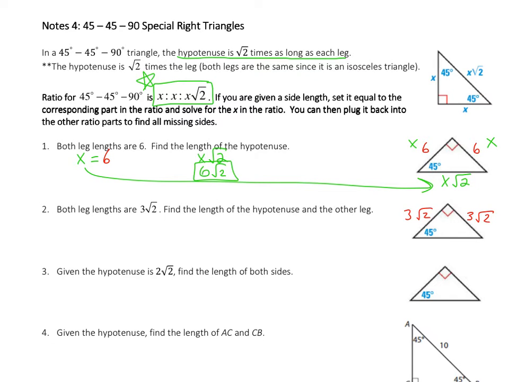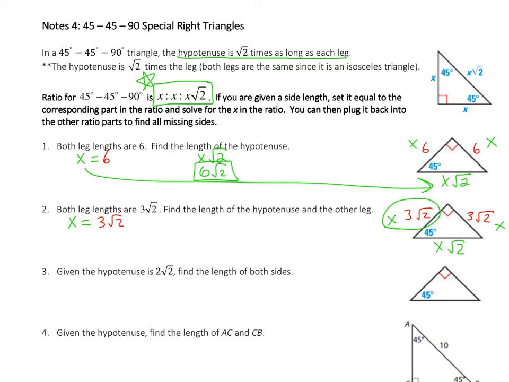We're going to do the same thing now for number 2. It tells us that both legs are 3 square root 2, so I put those in my picture. Next, we need to label our sides with the ratio. So I know my two legs are x, and I know my hypotenuse is x square root 2. Since I have a number here with my ratio, there is my equation: x equals 3 square root 2.